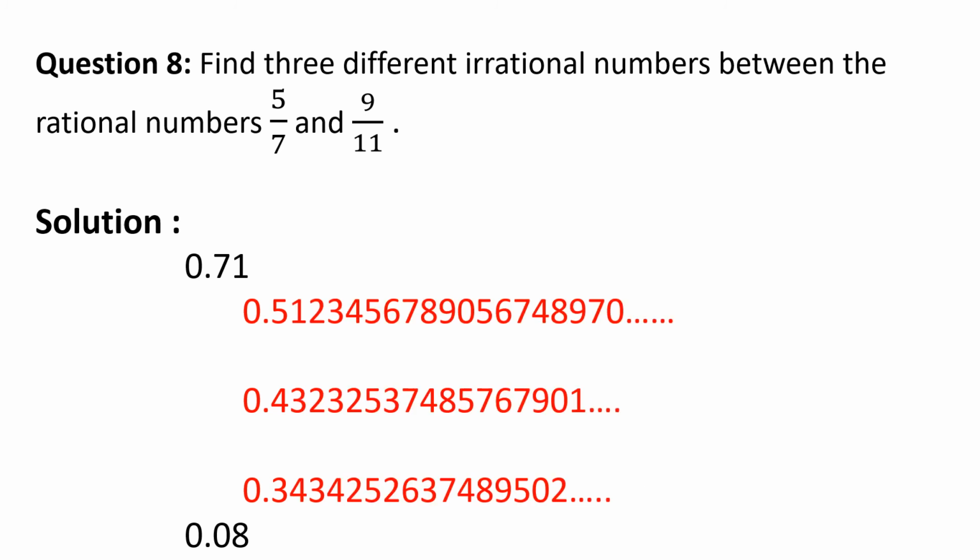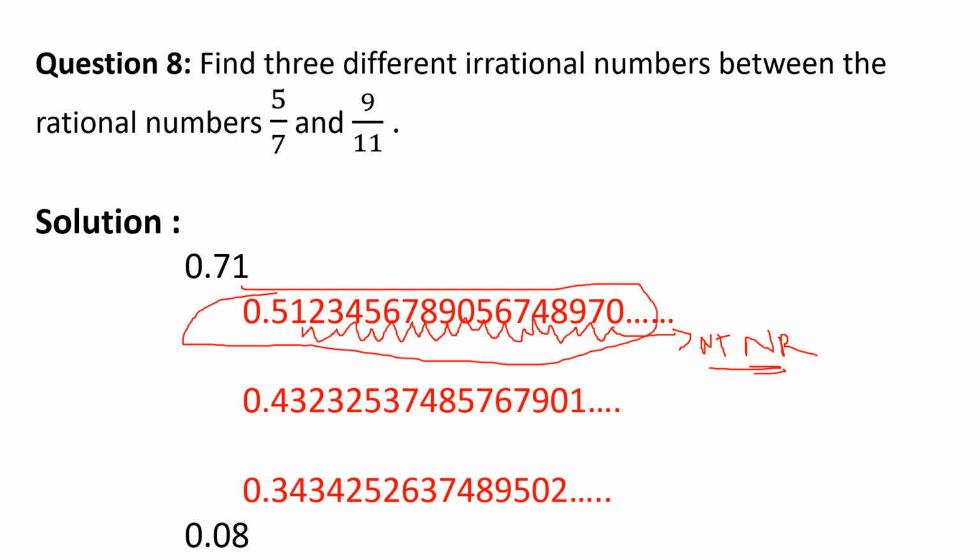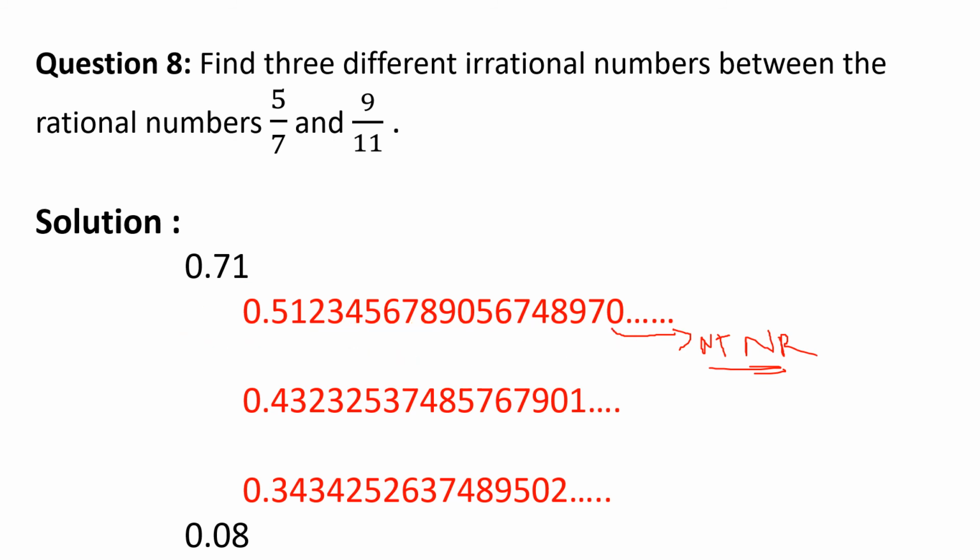Now look here. I just put random digits: 1, 2, 3, 4, 5, 6, 7, 8, 9, 0, 5, 7, 4, 6, 8, 9, 7, 0. Can you see that none of the digits are repeating in a sequence? It is going on and on. That means it is non-terminating, but none of it is in sequence, so it is non-recurring as well. So this is a non-terminating, non-recurring decimal expansion. Definitely this is an irrational number, right? That is how we find an irrational number.